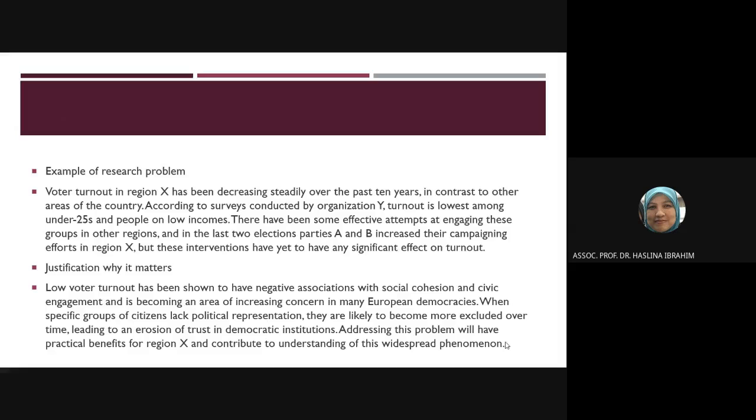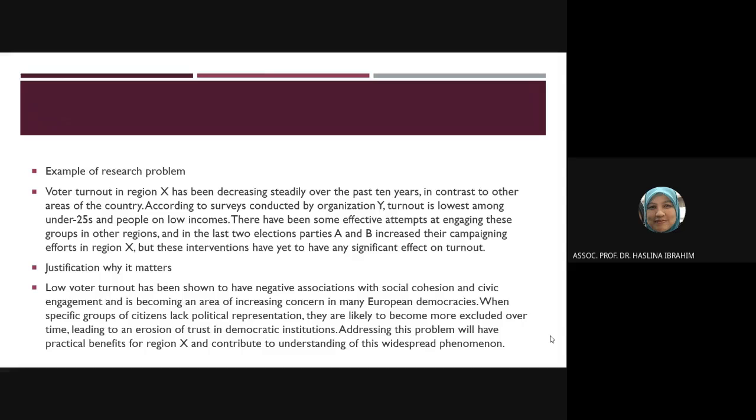When specific groups of citizens lack political representation, they are likely to become more excluded over time, leading to an erosion of trust in democratic institutions. So this is actually the real problem. When, say for example, these 25-year-olds are very young, you see, they were not involved, they did not take part in the election.